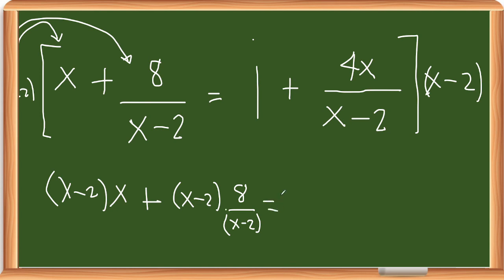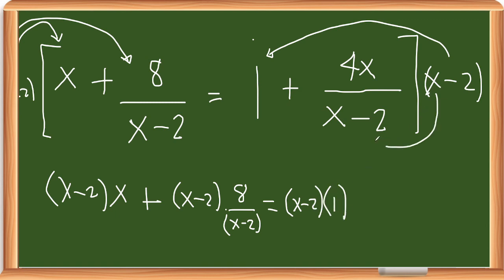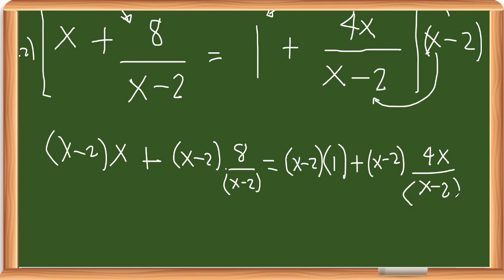So, equal to, multiply naman natin to dito. So, that is x minus 2 times 1. And then next, dito naman sa merong fraction, we have plus yung x, multiply natin din yung x minus 2 doon naman sa 4x over x minus 2. Okay. Ganyan na siya.